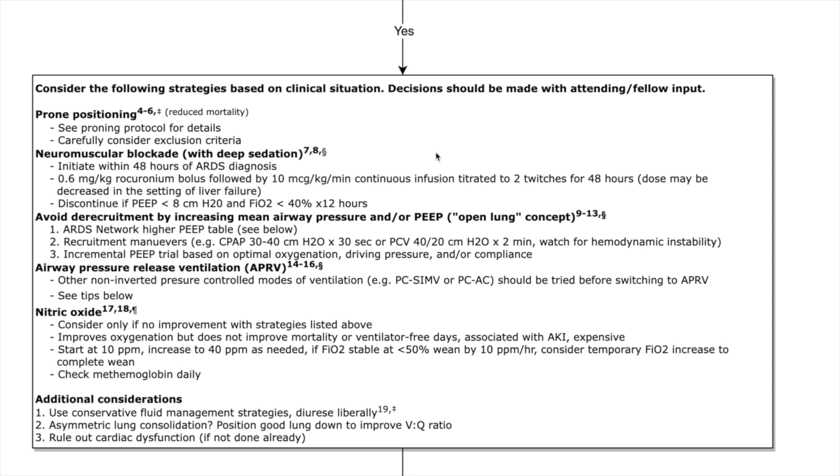So if neuromuscular blockade is something that you're considering, you want to initiate it within 48 hours of ARDS diagnosis. You could use medication like rocuronium or cisatracurium, depending on your institutional and pharmacy protocols or preferences. And you want to consider stopping that neuromuscular blockade as soon as you can, depending on improvements on the ventilator.